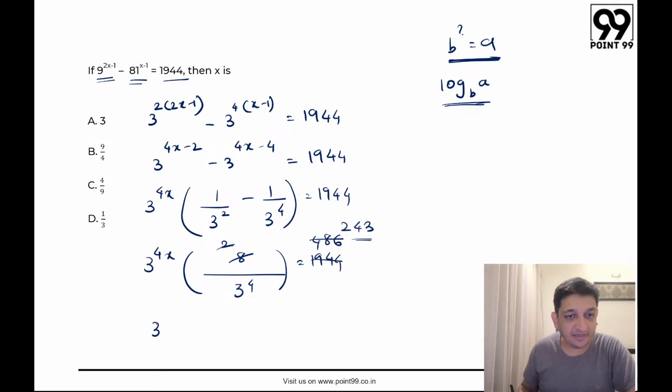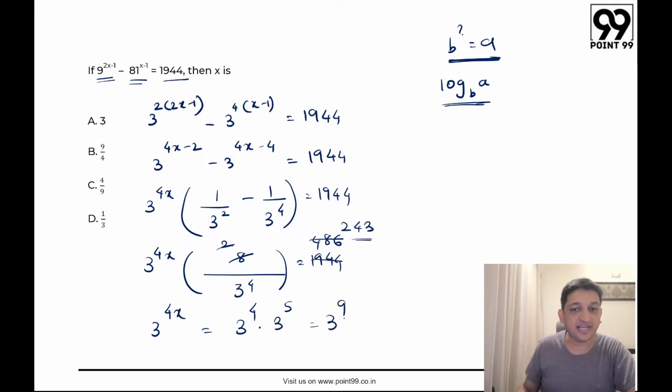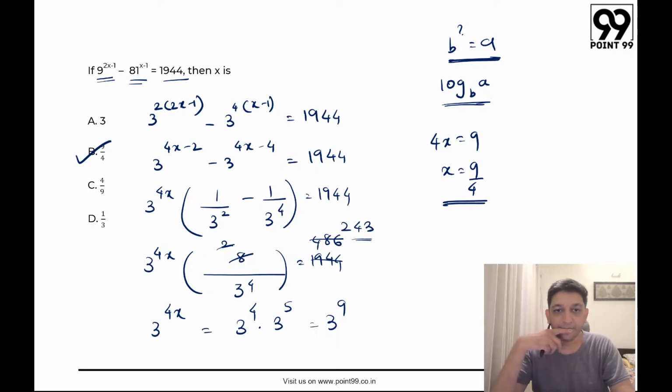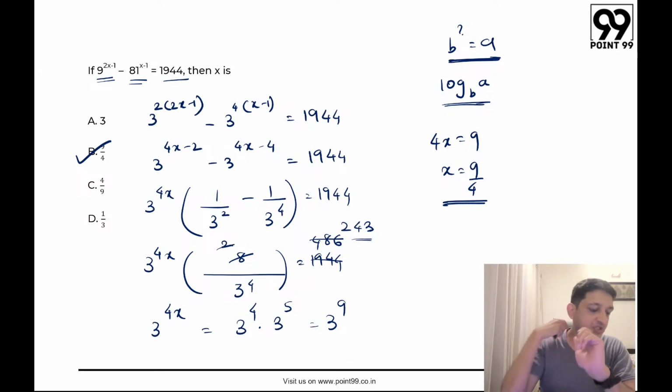ठीक है, तो अब यहाँ पे क्या बनेगा, 3 raised to 4x will be 3 raised to 4 into 3 raised to 5 or 3 raised to 9. So I'll get 4x equals 9, x equals 9 by 4. So the correct answer here is option B, that is 9 by 4. Alright, this was a simple one. I hope it makes sense to all of you.